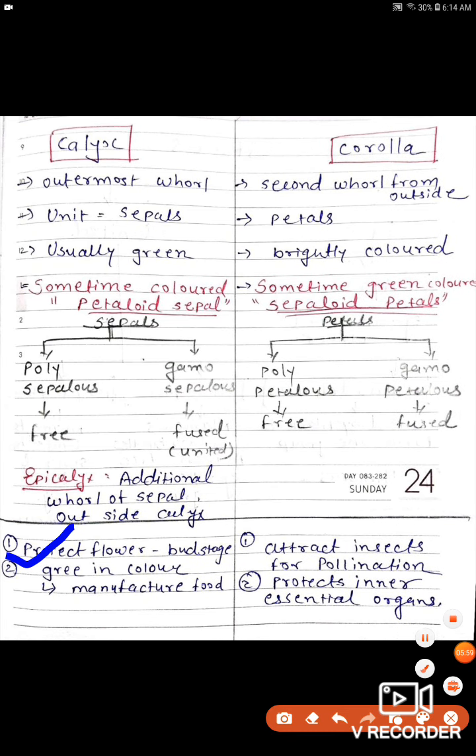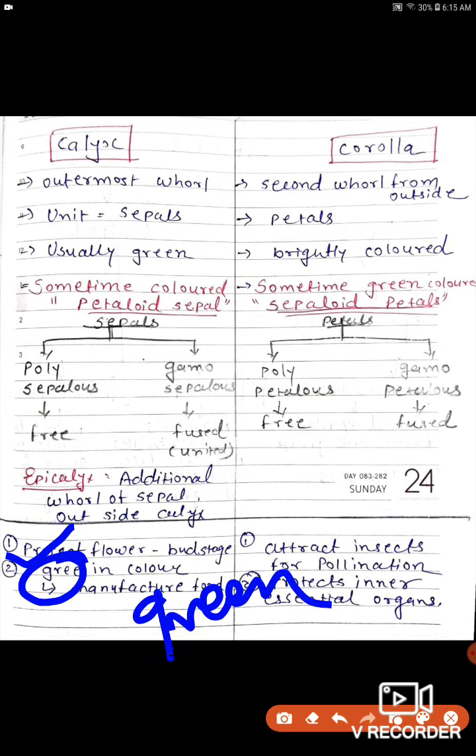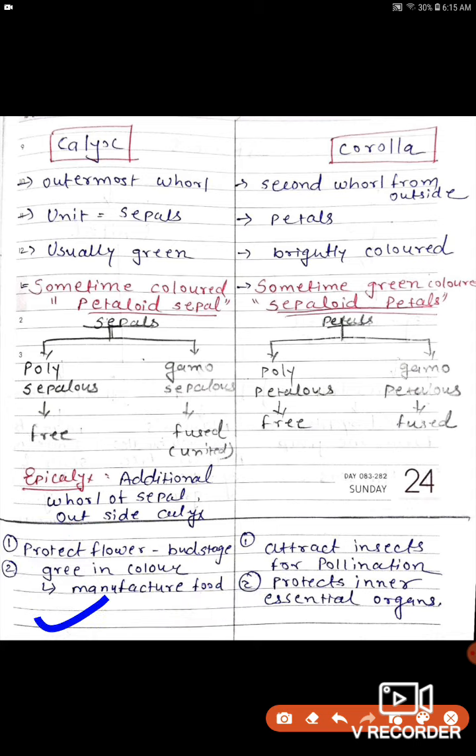Okay, clear about calyx? Now we will see what the functions of calyx are. It protects the flower when they are in bud condition, and mostly when they are green in color, they help in the manufacture of food. Now we will see corolla. As I informed you, it is the second whorl from outside, present inner to the calyx. After calyx, the corolla whorl is present.